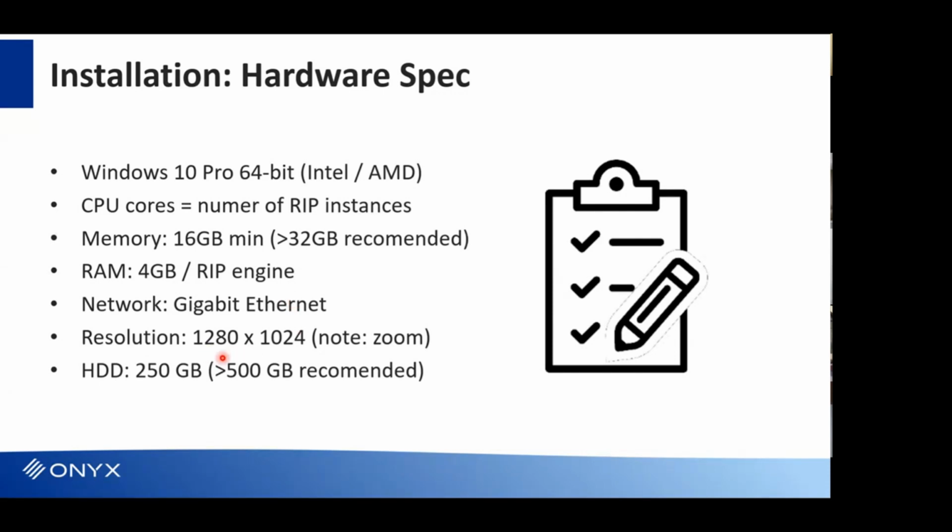So this is also important, especially if the customer tries to give you some older equipment, right? And the HDD space, 200 giga, is recommended. So please pay attention to hardware specification, as it will help you, and it will sometimes save your day.